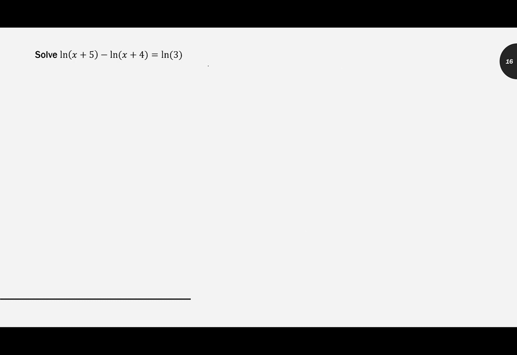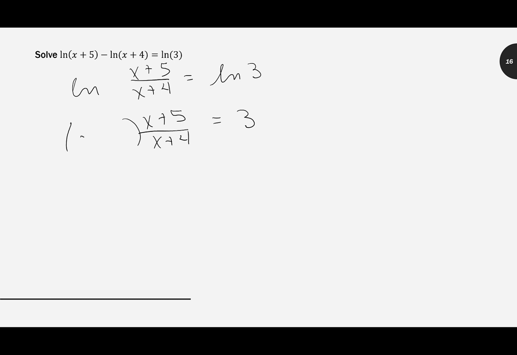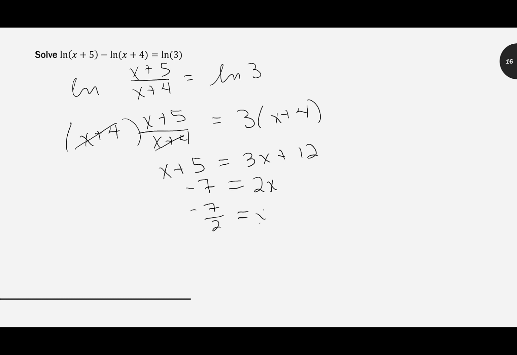Let's do another one that uses the quotient rule. So I have the natural log of (x + 5)/(x + 4) equals the natural log of 3. This says (x + 5)/(x + 4) equals 3. Just like before, we are going to clear the fraction by multiplying by the denominator of x plus 4. So x plus 5 equals 3x plus 12. This x is going to come over. That gives me 2x. The 12 is going to come over. I get negative 7. So I have negative 7 over 2 is x.